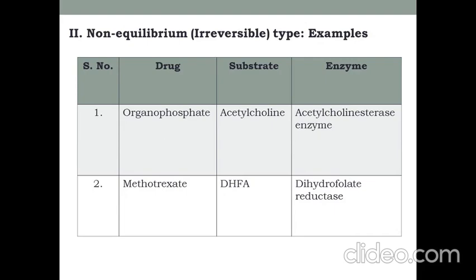Second one is the non-equilibrium type or irreversible type of inhibition. So first example is organophosphate, having similar structure to acetylcholine and binding to the acetylcholinesterase enzyme. It is a permanent type of binding.